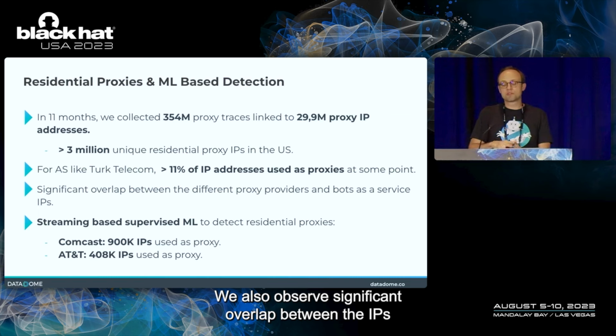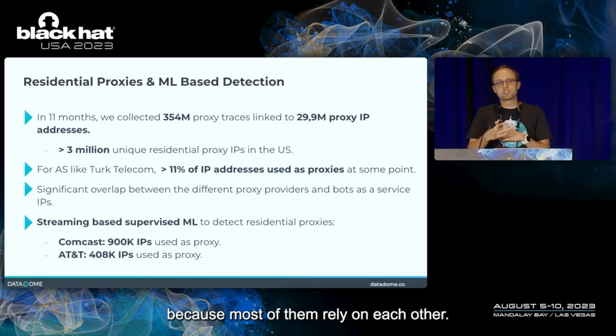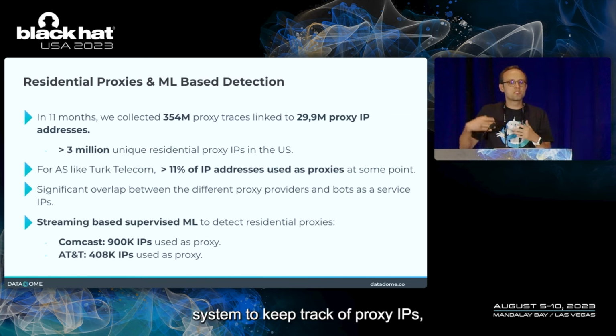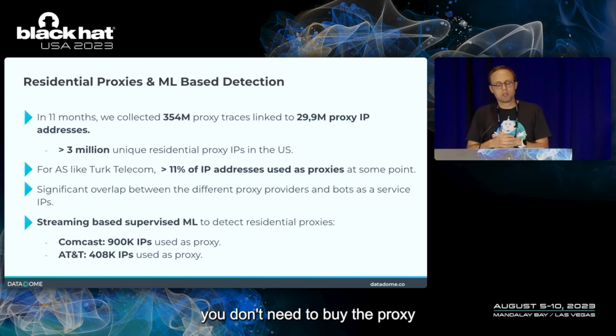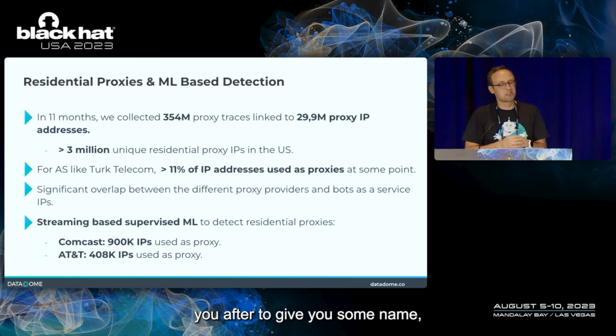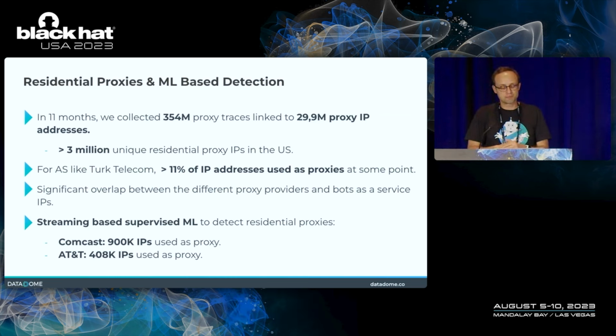We also observe significant overlap between the IPs of the different proxy providers and bot as a service, because most of them rely on each other. So if you want to build your own system to keep track of proxy IPs, which may not be really costly, you don't need to buy the proxy from all kinds of proxy providers. You can focus on the biggest one. I would be happy to discuss with you after to give you some names. It should be enough to cover most of the IPs.